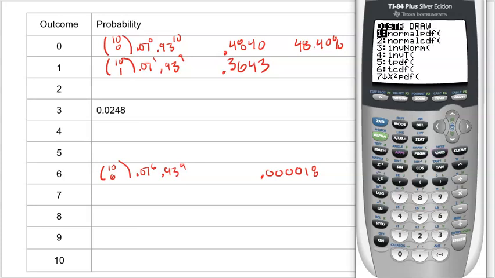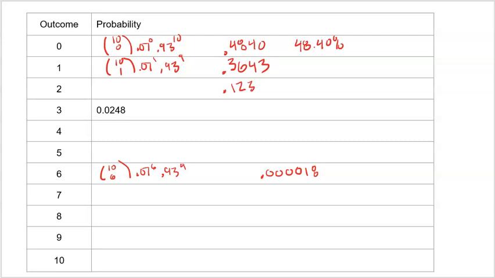Then all you've got to do is go back to the calculator. Go again, second vars. Go and grab binomial PDF. Whoops, I hit the wrong one. One too many, sorry. Second vars, binomial PDF. 10 trials, 0.07 success. Now I want 2. So I get 0.1234. That's interesting. What did the calculator do? 10 choose 2, 0.07 squared, 0.93 to the 8th. Easy.